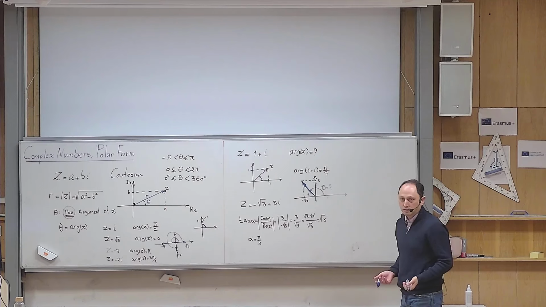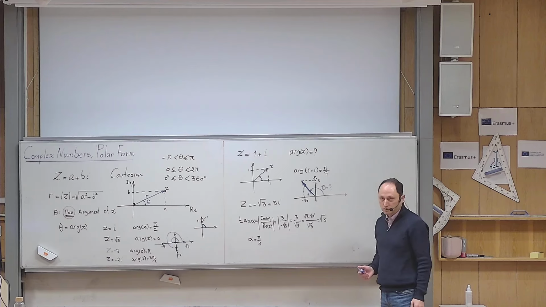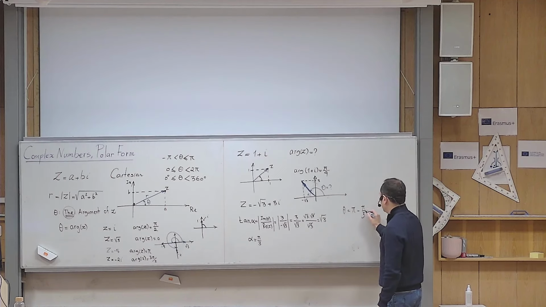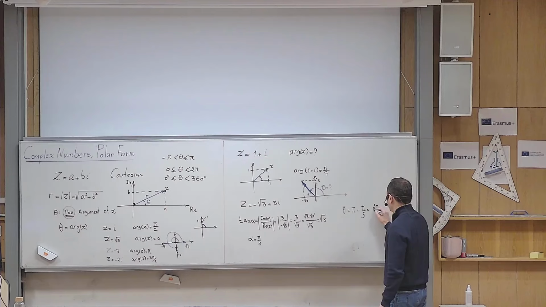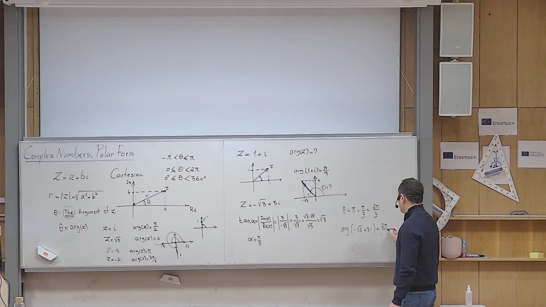So what is theta then? Very simple: pi minus that angle that you found. So the argument that I am looking for is pi minus pi over 3. You calculate it, it becomes 2 pi over 3. So I can say that the argument of this complex number is 2 pi over 3.